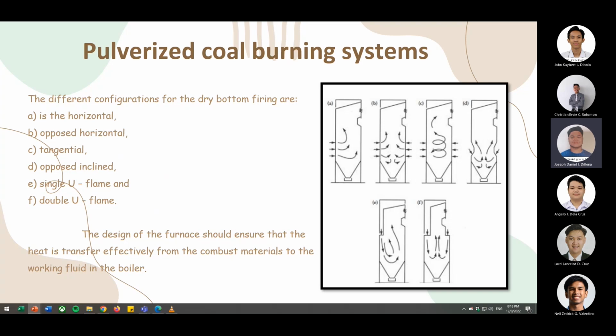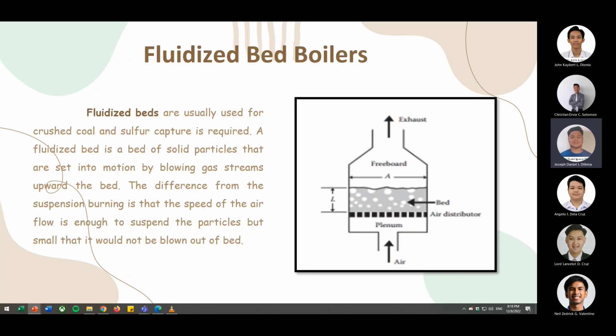The design of the furnace should ensure that the heat is transferred effectively from the combusted materials to the working fluid in the boiler. So in the image on the right side, they are the dry bottom furnace and burner configuration. Next is fluidized bed boilers.